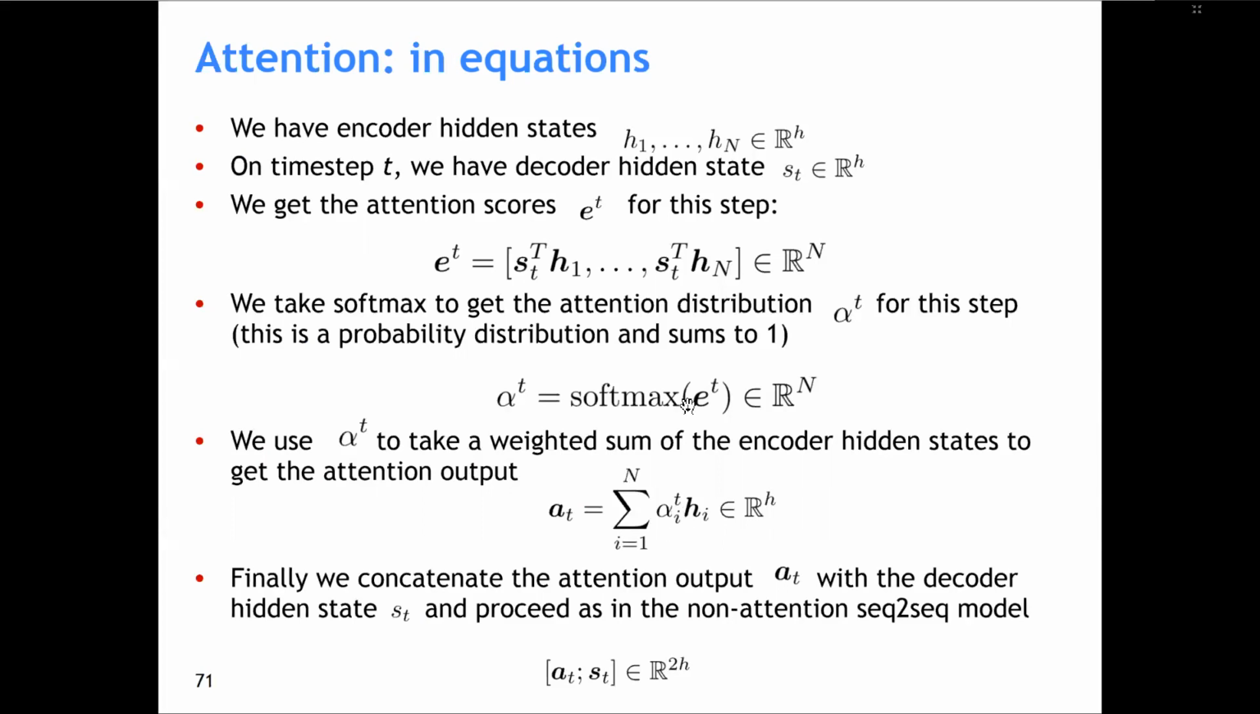And then we do a weighted sum of all the hidden states in the encoder, or say a window of hidden states in the encoder. Finally, we get our attention output, and that attention output is concatenated to the original decoder hidden states. So basically, the information is kind of doubled for your final prediction.